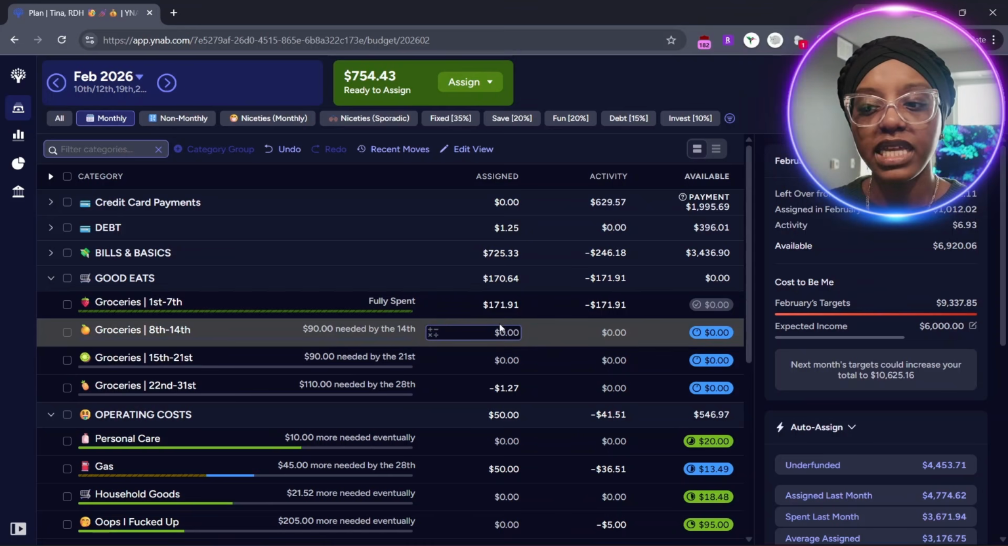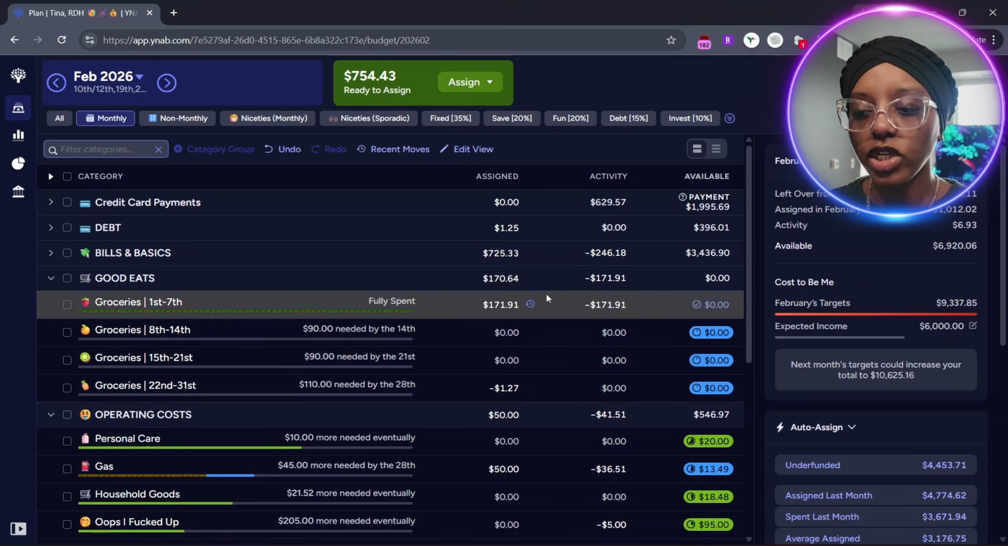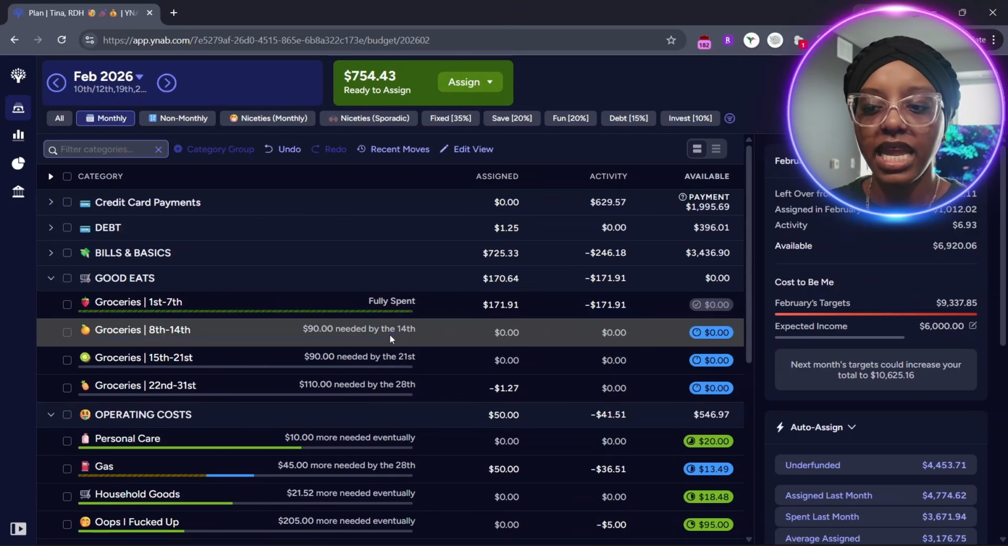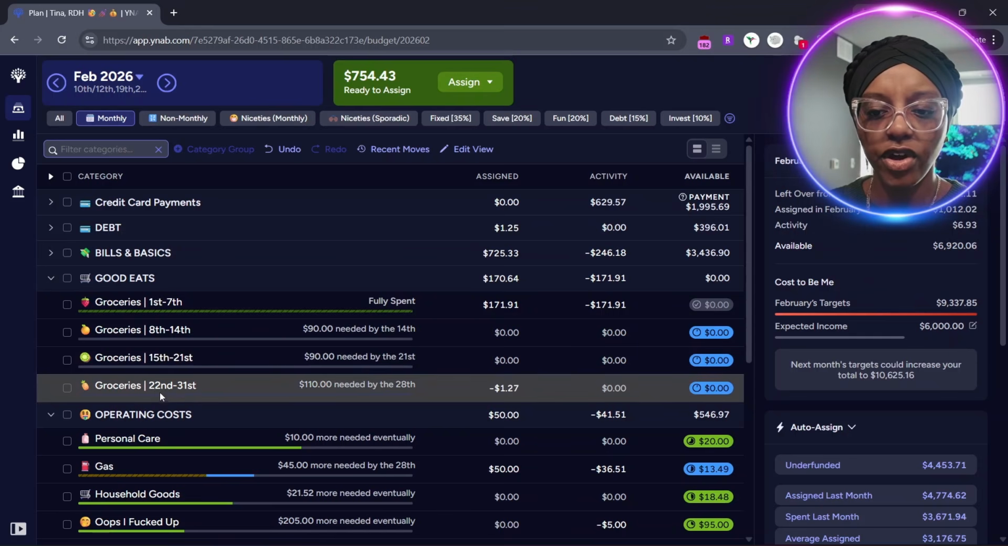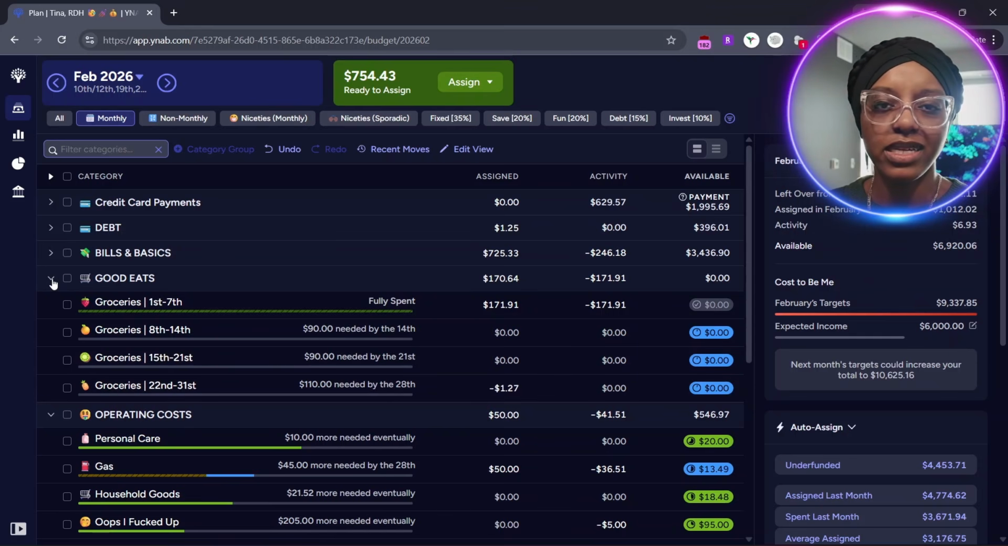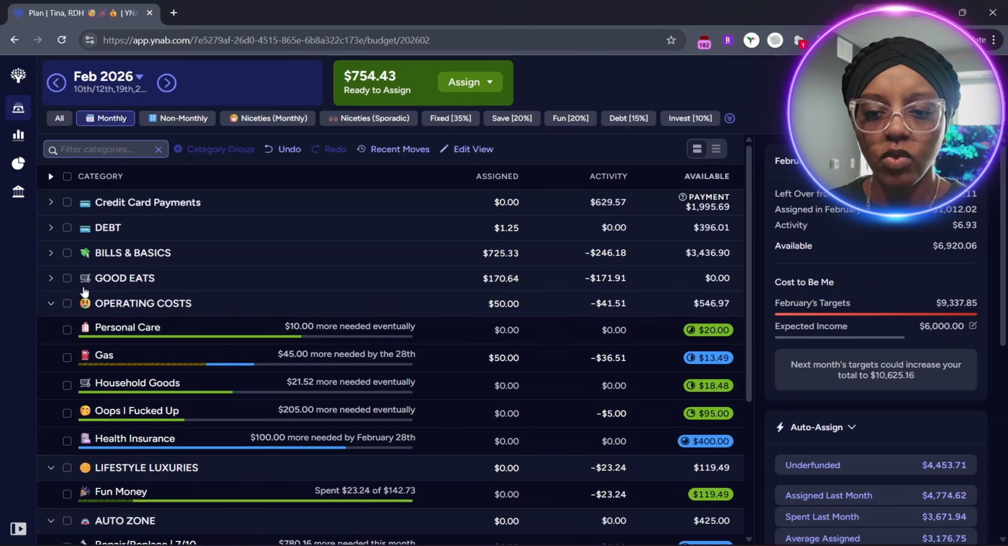I don't think I'm gonna spend any money on the second week, which would put me back basically even, coming in under, because 90 plus 90 is 180 and I've only spent 171. I'm gonna leave those other 2 categories alone. I don't really like to fund groceries too early. It works better for me to just fund it when the time comes.